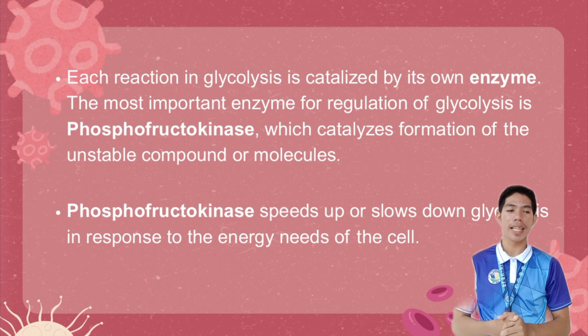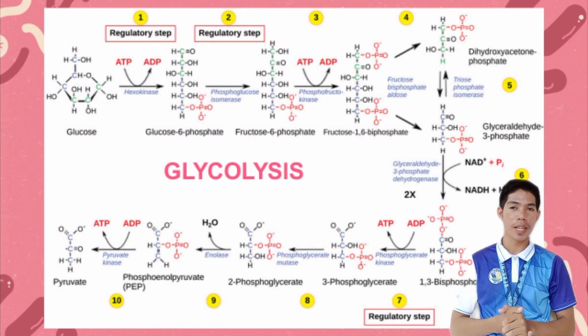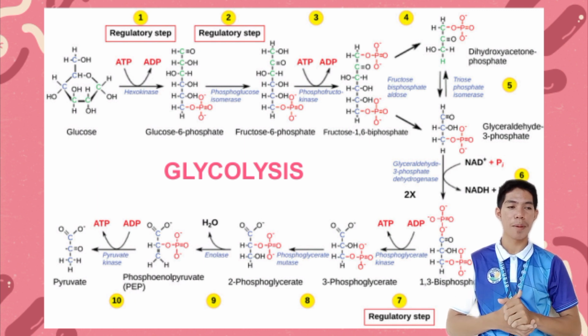It means that if phosphofructokinase is present in the process of glycolysis, it speeds up the process. While if phosphofructokinase is absent in the process of glycolysis, it slows down the process. So now, let us view together the figure of our glycolysis process. So here is our glycolysis process.